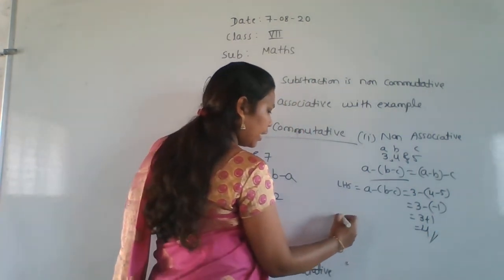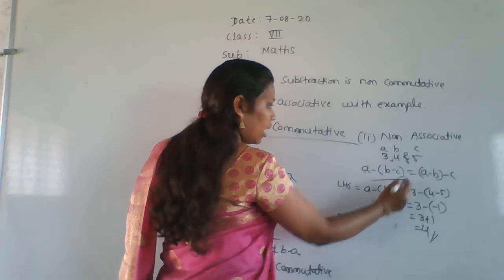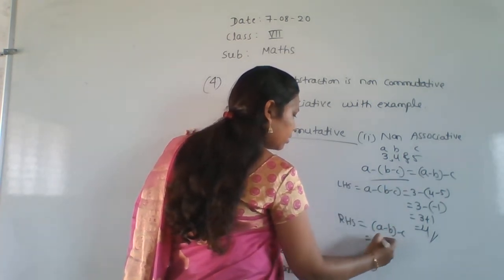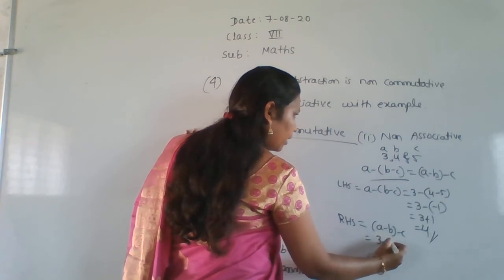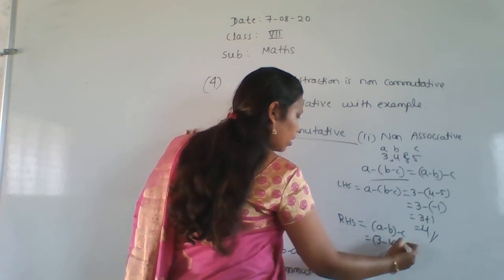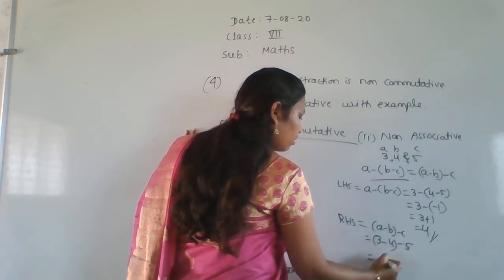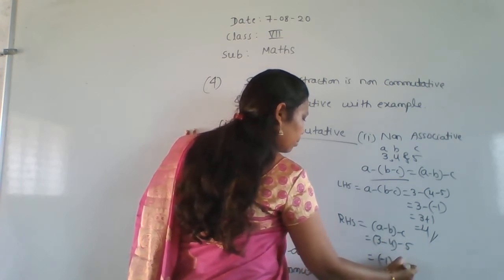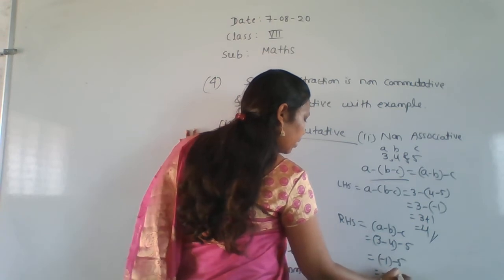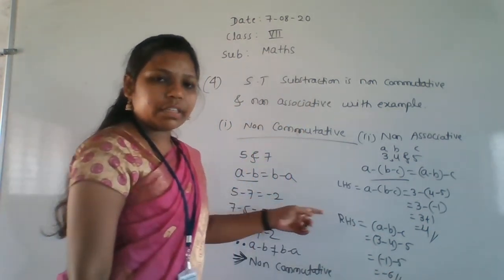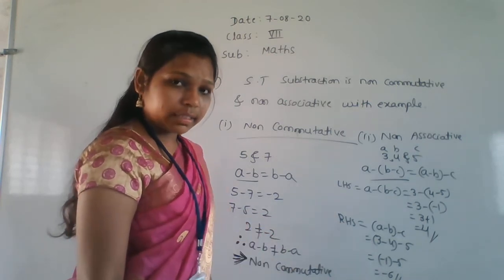Now we will do the RHS. RHS is what here? (a minus b) minus c. That is a is 3, b is 4 and c is 5. So here minus 1 and minus 5. What is the answer? Minus 6. Whether the LHS and RHS are same?